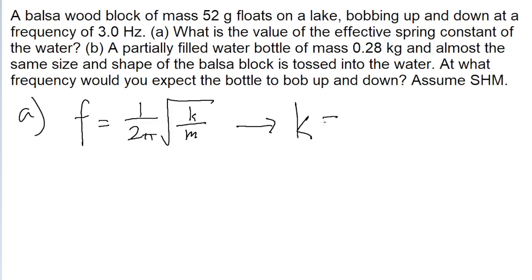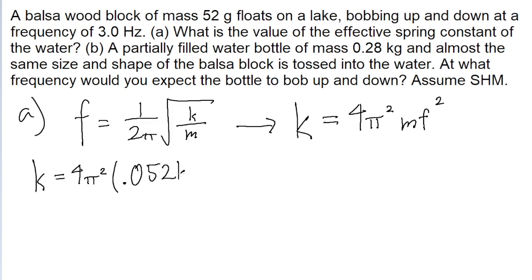So what we find is that the spring constant k is equal to 4 pi squared multiplied by the mass multiplied by the square of the frequency. So now we're just going to plug in the values that were given to us into a calculator. So 4 pi squared multiplied by the mass, which is given as 52 grams. So we're going to convert to kilograms. So that is 0.052 kg multiplied by the square of the frequency, which was given as 3 hertz.